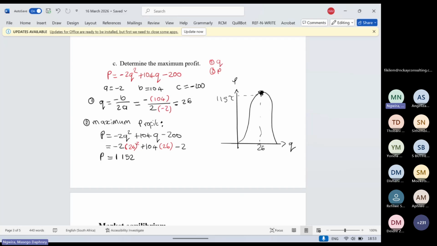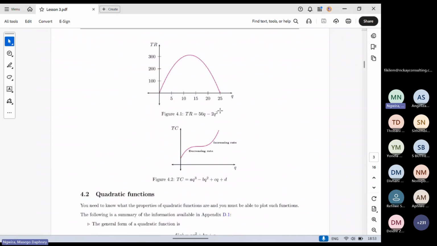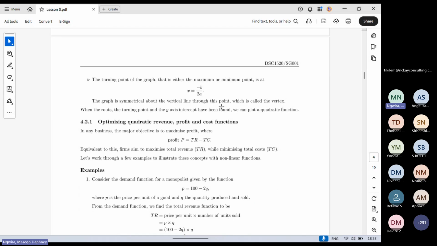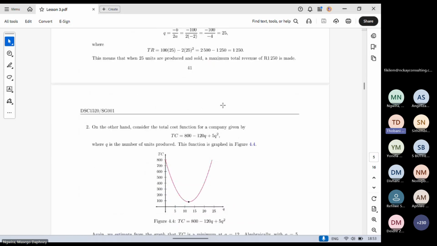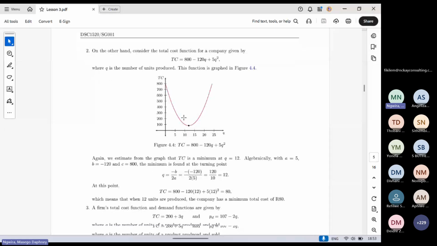On page 43, number 2, I think we have a minimum example. Yes, here's the example. What makes it a minimum?